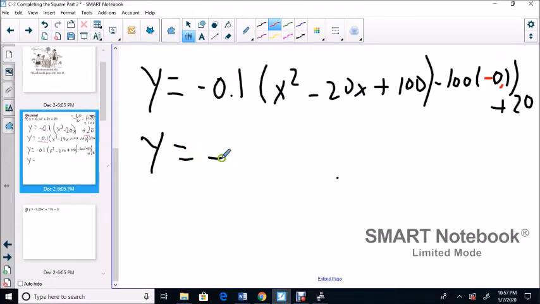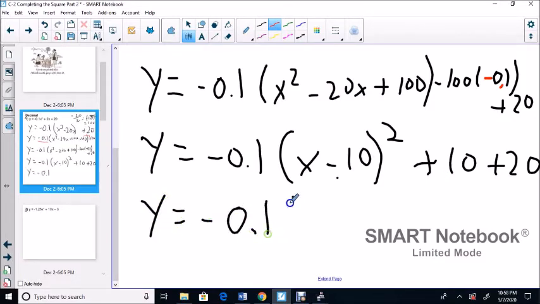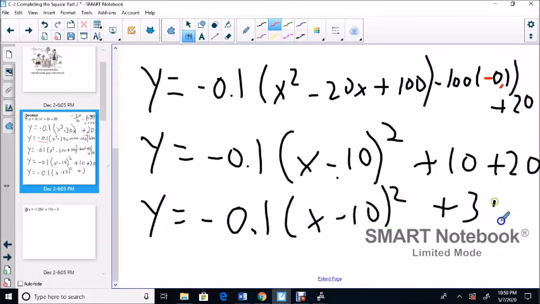y equals negative 0.1. Here we can complete the square. Here's going to be plus 10, the two negatives make a positive, and then plus 20. In here we get x. You take either half of this, minus 10, or you square root that. So this here becomes half of that. It's negative 10 in the sign of the middle. Now we just add the last two terms. So y equals negative 0.1 x minus 10 squared plus 30.